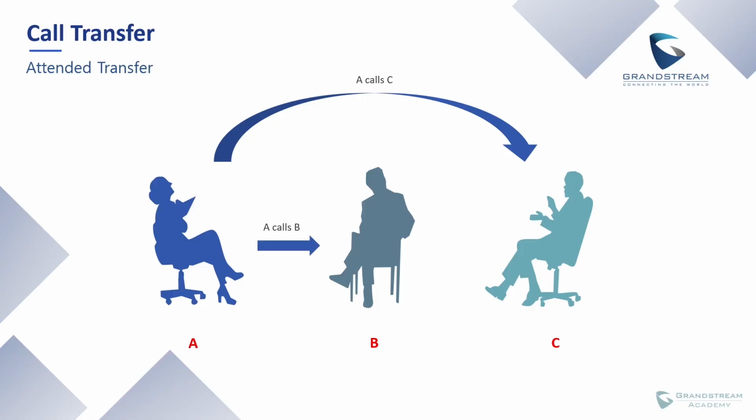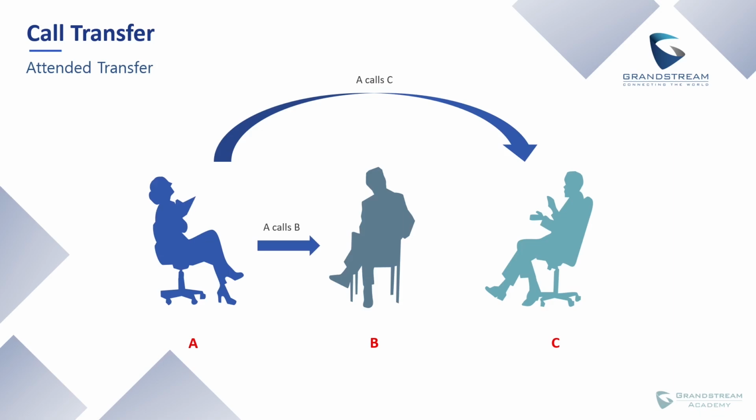A dials B, then B rings and answers the call. And in this case, A and B can hear and talk to each other. A presses the transfer button or dials the attended transfer feature code. And once this is done, B will start hearing music on hold.